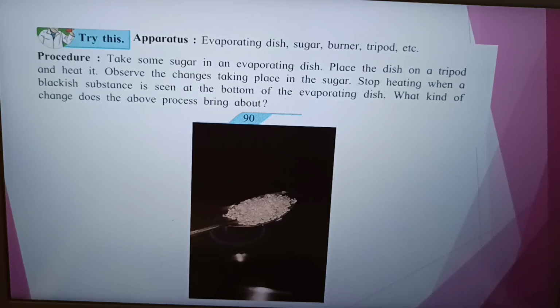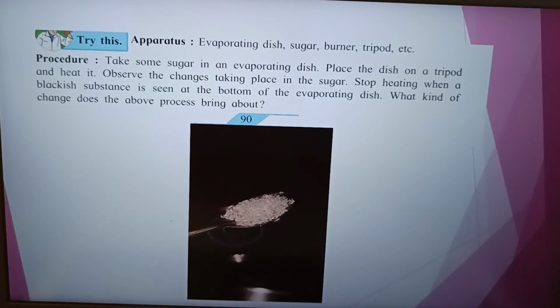Let's quickly see the other example. I will show you how the chemical change is happening here. So this type of change is called chemical change again. So you will have a clear idea with this video.